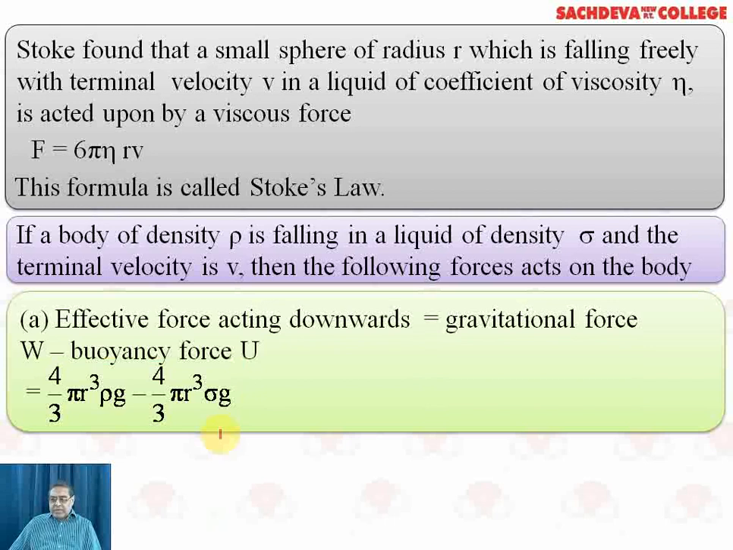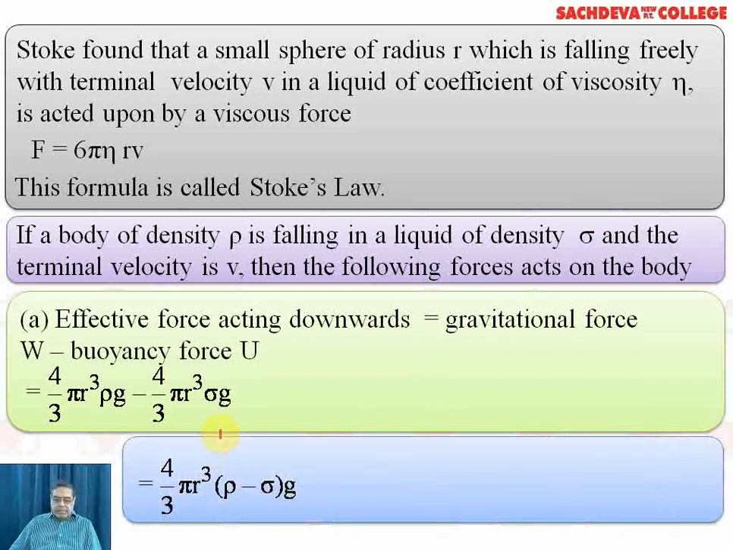Sigma stands for the density of the liquid in which the body of density rho is dropped, and g is acceleration due to gravity. So in the whole statement, 4 over 3 pi r cube is common. G is also common. So we take out the common 4 over 3 pi r cube g, and within the bracket we write rho minus sigma. So now the formula becomes 4 over 3 pi r cube into g, and within the bracket rho minus sigma. Rho stands for the density of the falling body in the viscous medium, and sigma is the density of the liquid in which the body is dropped.